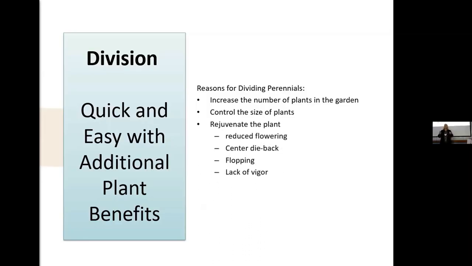that your perennial, maybe it's looking kind of wimpy. It's not blooming as well as it once did. It's not standing up as straight. It's kind of dying out in the middle. It just doesn't have the same vigor that it once did. Those are telltale signs that that plant needs to be divided for its health. And many perennials need to be divided like every 3 to 5 years. So just keep that in mind.